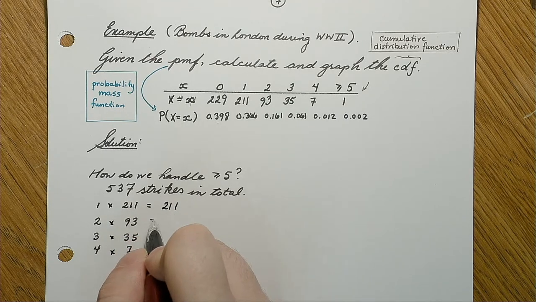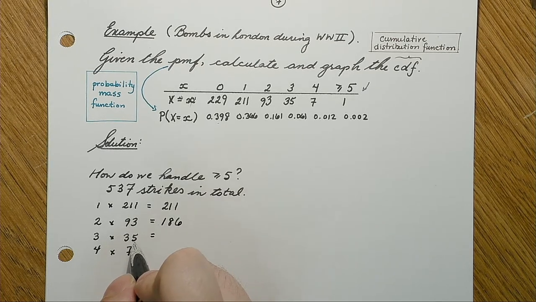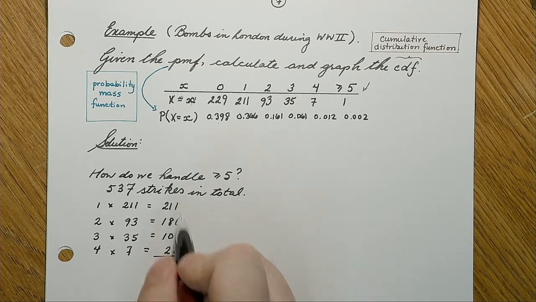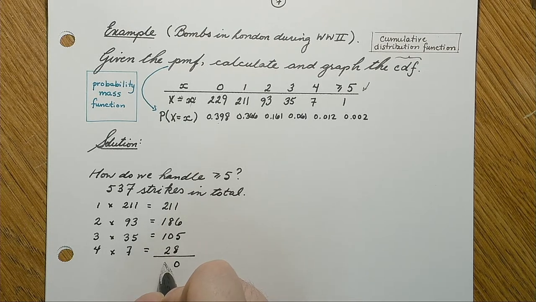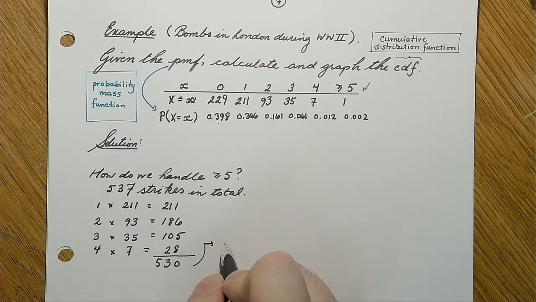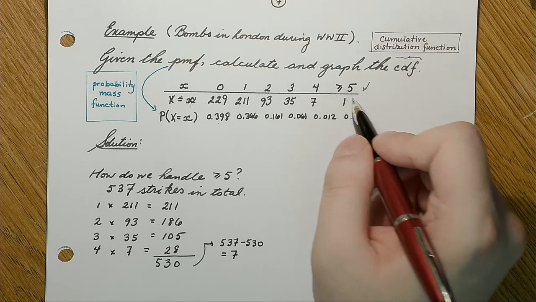So we have 211, 93 times 2 is 186, 35 times 3 is 105, and 7 times 4 is 28. So adding that all up, we have 530 strikes, which means if we have 537 in total, there should be 7. So we know that one grid square must be greater than or equal to 5.